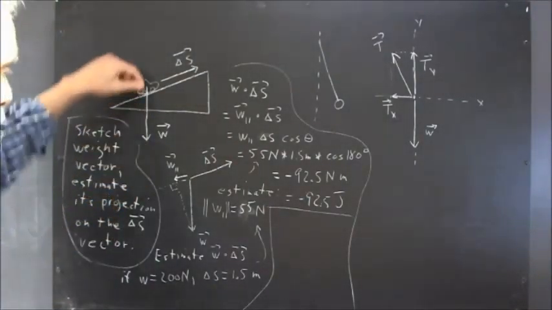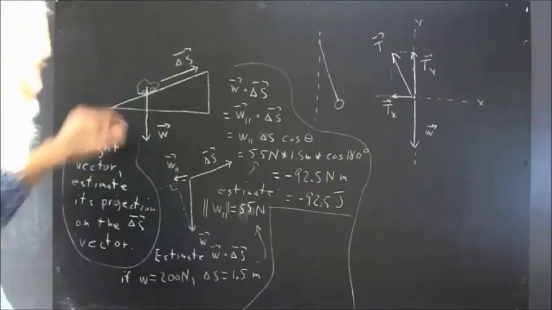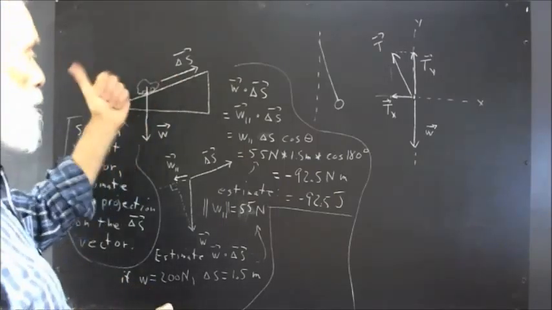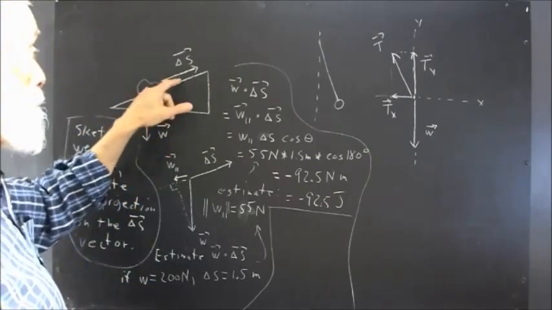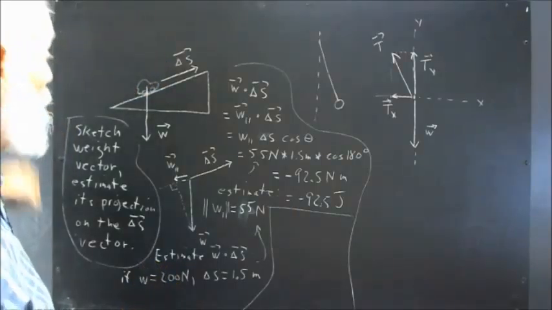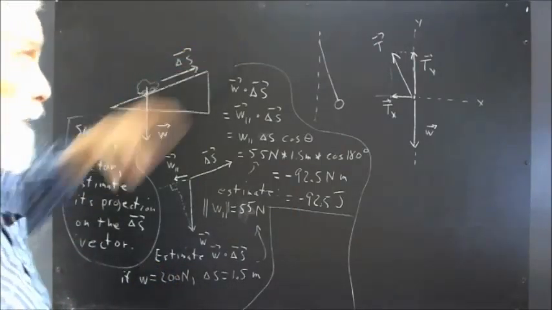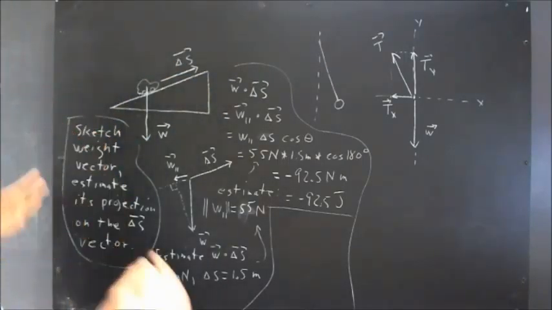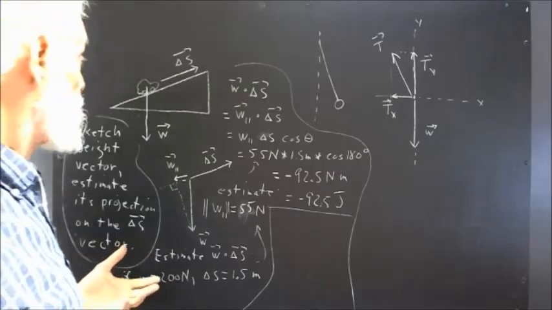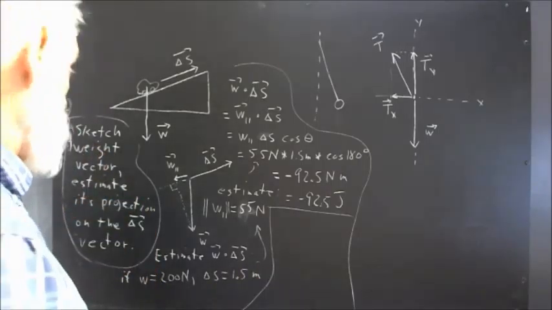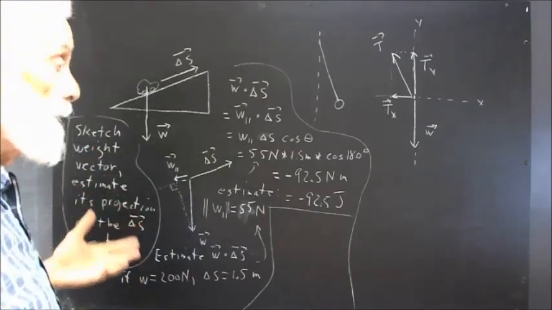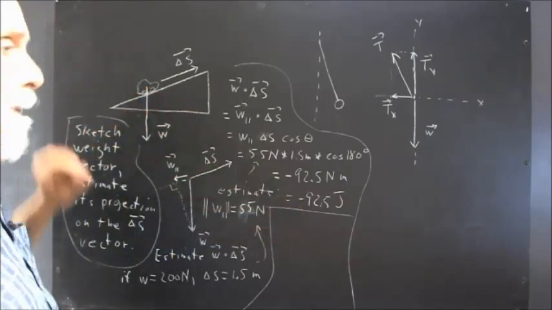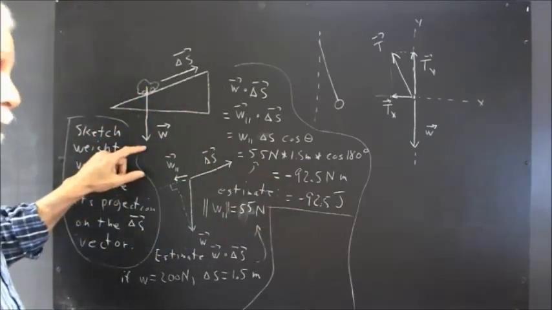Well, we notice that W is acting this way, delta S this way, and the component of W parallel to delta S is down the incline. So if we go up the incline, our displacement is up, our force is down, so the force and the displacement have opposite signs, and it follows that the force times the displacement has to be negative. Okay? Negative work is done on the car by the weight force.